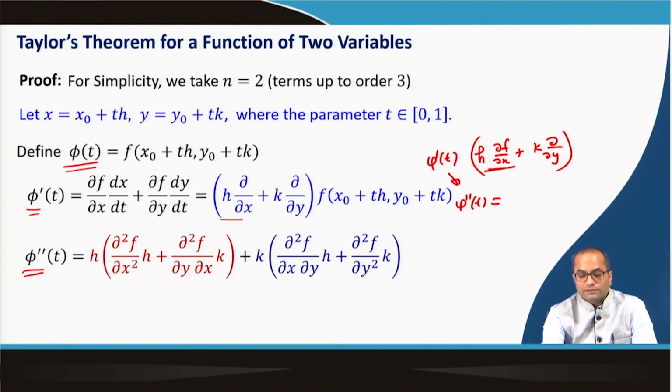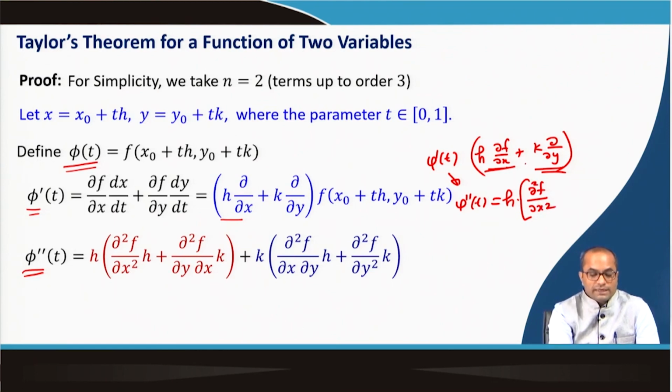So this was phi prime t, and to get phi double prime t, we have to differentiate here and use the chain rule again. So this h stays as it is, and then we use the chain rule. We get the double derivative with respect to x square, because we differentiate with respect to x as before, and one h will come because of dx over dt. Then we will have del 2f over del y del x, and the k will also come as it was there before. So this is the result from the first term.